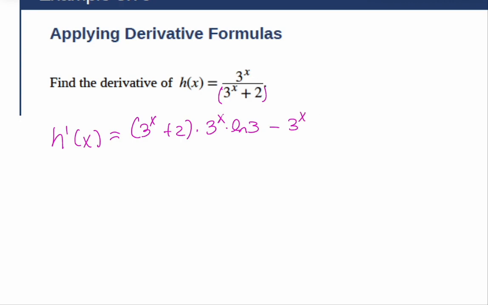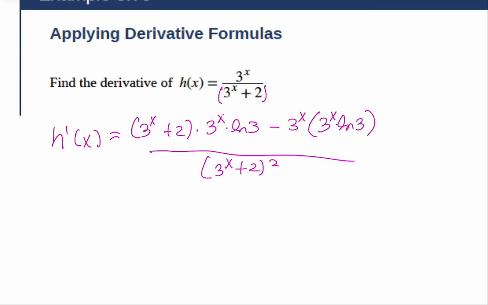Minus the top times the derivative of the bottom. The derivative of a 3 to the x is 3 to the x times the natural log of 3. The derivative of 2 is 0. If you want to put plus 0, that doesn't hurt anything. All over the bottom squared.